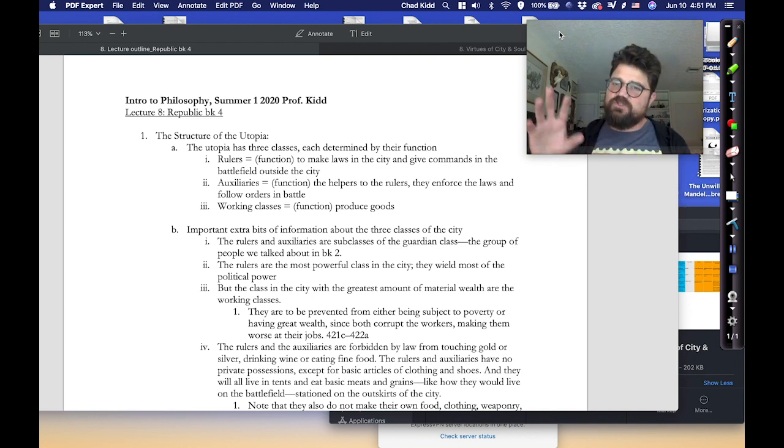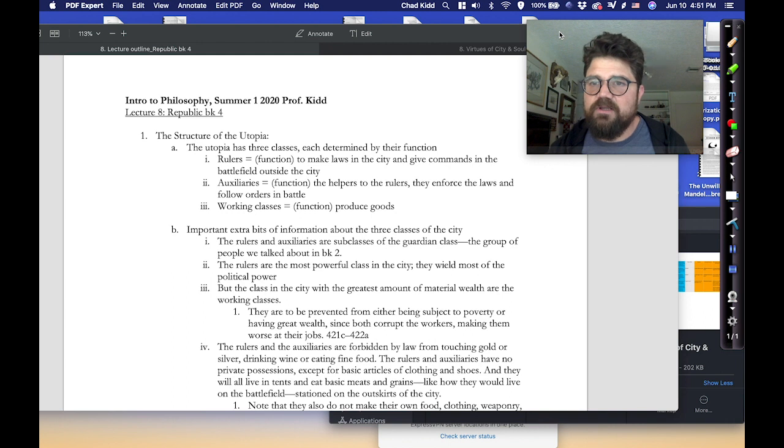So he starts to describe the intrinsic structure of the city, in particular the ways in which the different parts of the city, the different people in the city, are organized, such that they can provide for each other's needs in the optimal way that he thinks the utopia does.